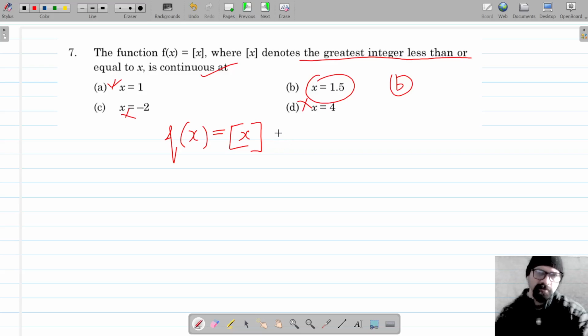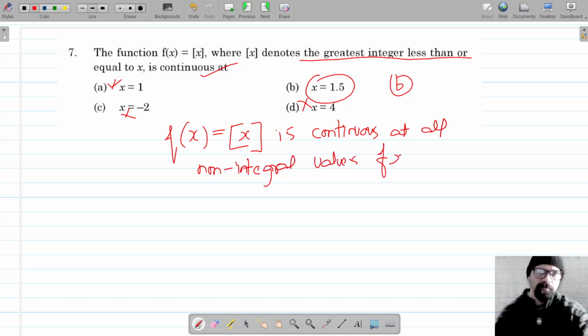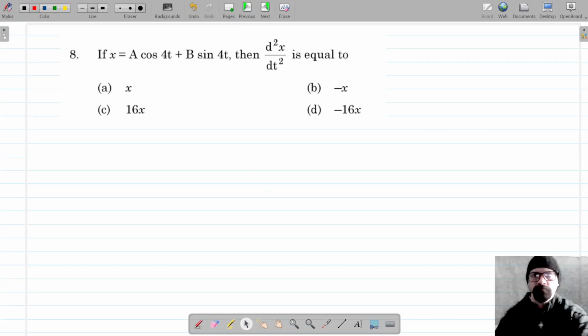So I can write that this is continuous at all non-integral values of x. So our option is option B, which is 1.5.